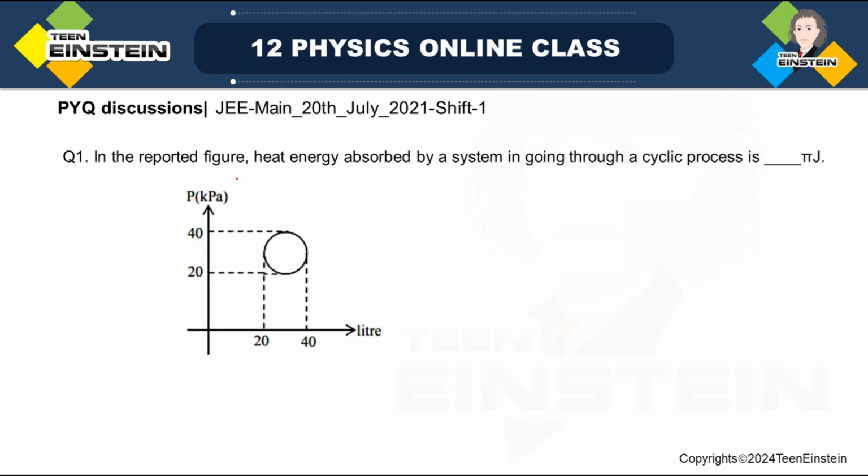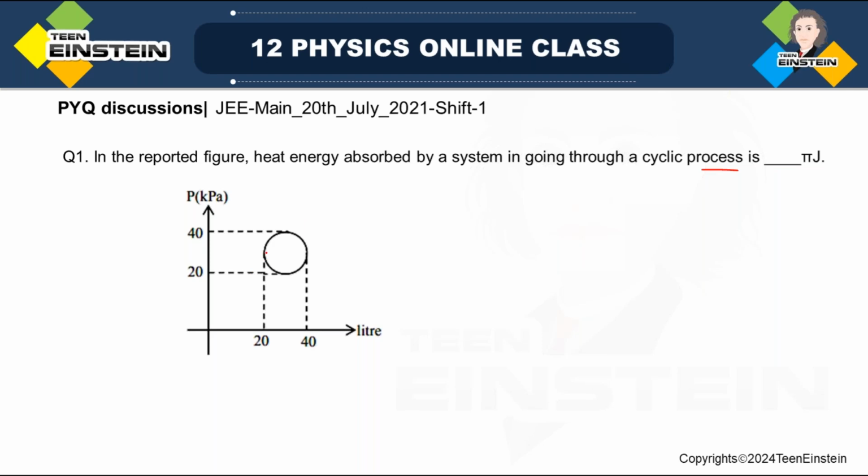in the reported figure, that means this one, heat energy absorbed by a system in going through a cyclic process is dash joule. So you have to answer this or fill this dash with an integer, a positive integer number. So let us see this process.